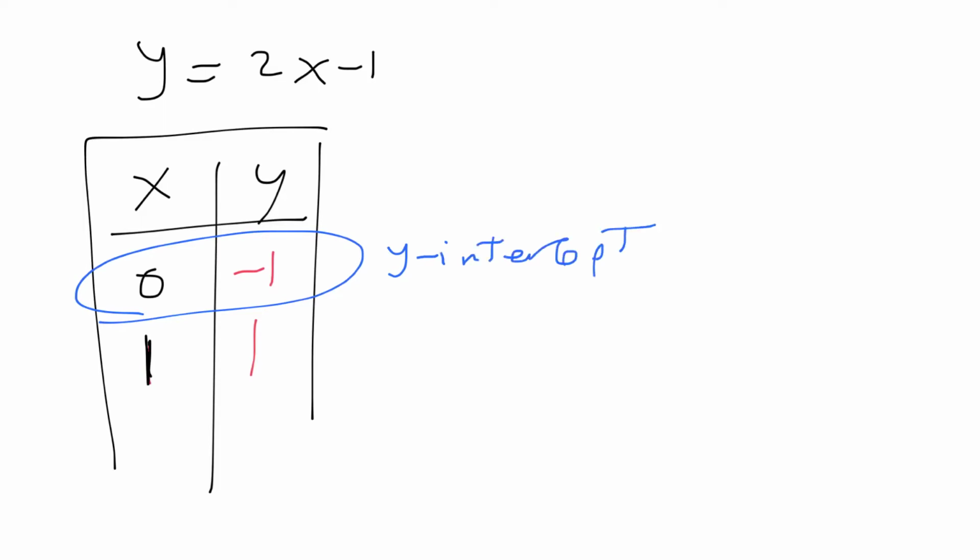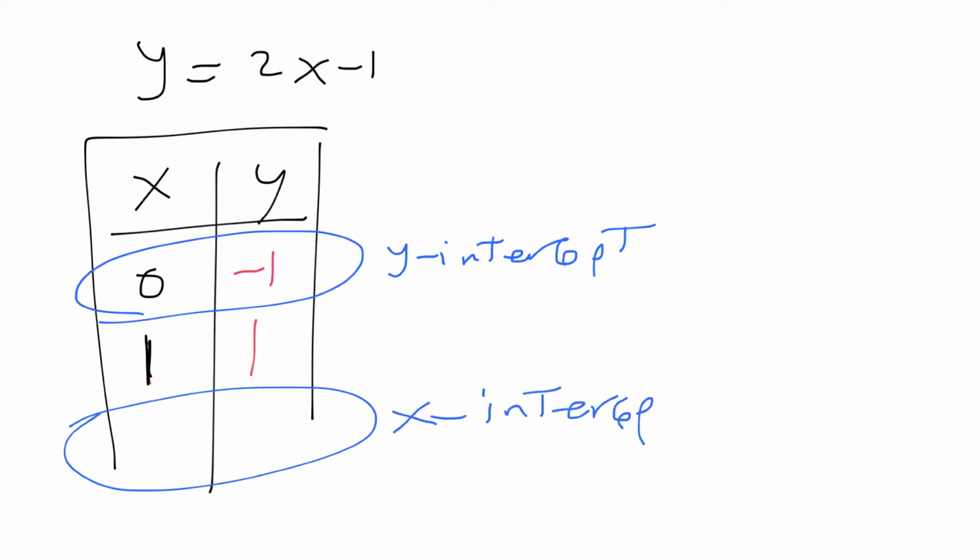So why don't we also calculate the x-intercept here? Because it's good to know the x-intercept and the y-intercept, if possible, for any graph. That helps in the graphing. So this time I'm going to put y is 0 here. When y is 0, then 2x minus 1 equals 0. Let's solve that one.